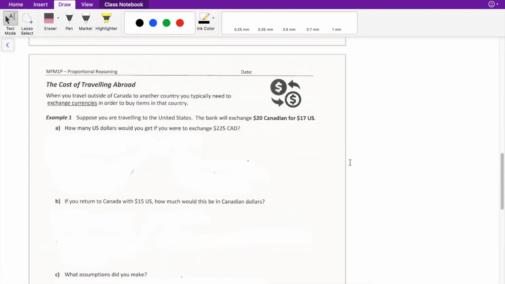So, let's say you're traveling abroad. Okay, so every country has different money. So you may need to exchange your money to a different currency. And it's nice to know how much currency you'll need going forward.